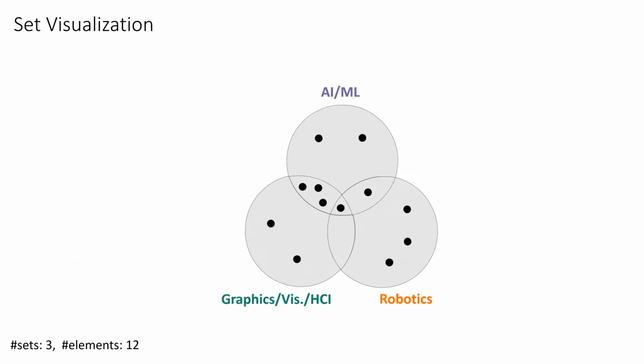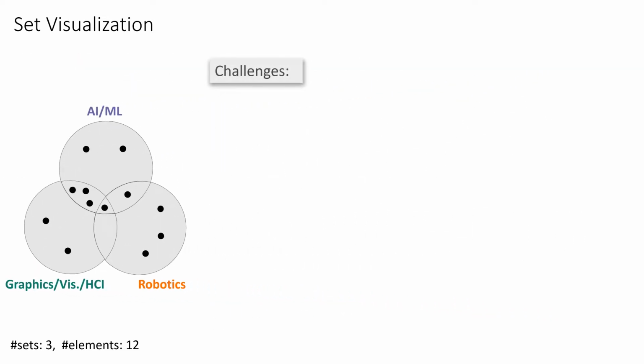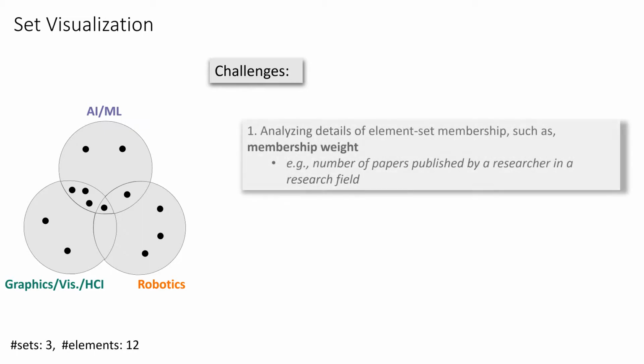Set visualizations like Venn diagrams face several challenges while visualizing membership of elements. The first challenge lies in analyzing details of element set membership, such as membership weight. The membership weight of an element is determined by the quantitative attribute that also determines the membership of the element. In our example, the number of papers published by a researcher in a research field determines the membership weight.